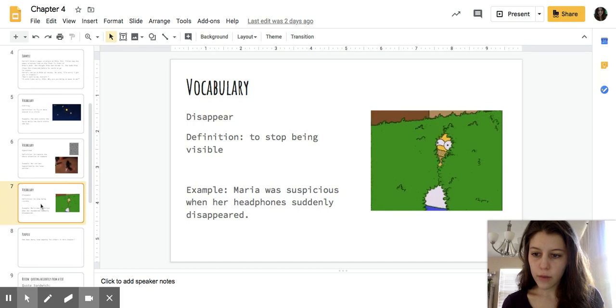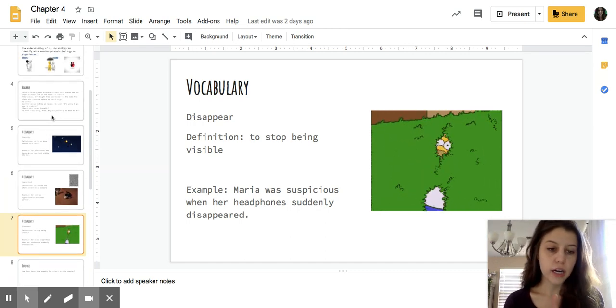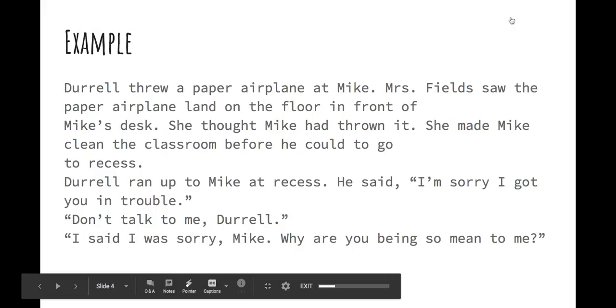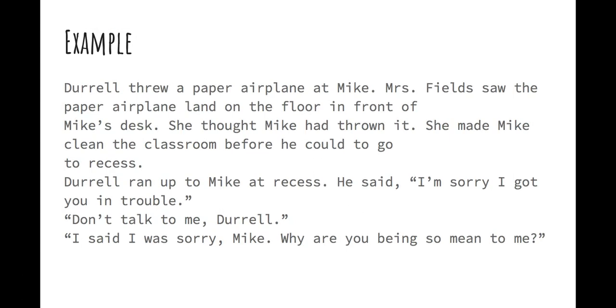So before we get started with the audio, I wanted to share one more situation where empathy is being used, just so that it's fresh in your mind right before we start reading. So in this example, Darrell throws a paper airplane at Mike. Mrs. Fields saw the paper airplane land on the floor in front of Mike's desk. She thought Mike had thrown it. She made Mike clean the classroom before he could go to recess. Darrell ran up to Mike at recess. He said, "I'm sorry I got you in trouble." "Don't talk to me, Darrell." "I said I was sorry, Mike. Why are you being so mean to me?"